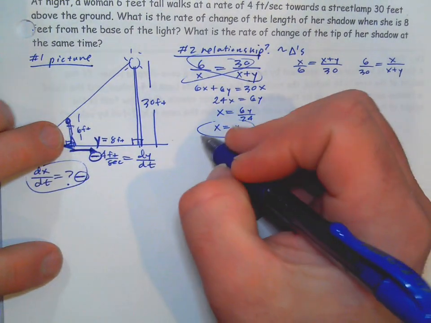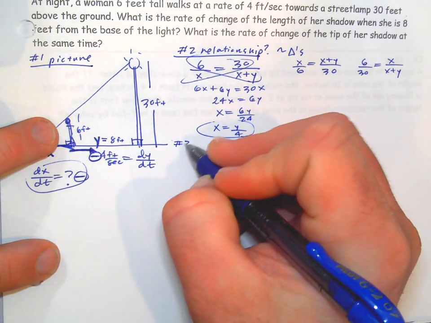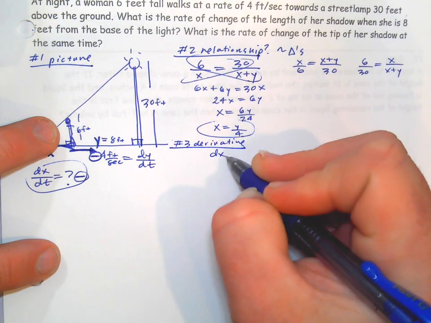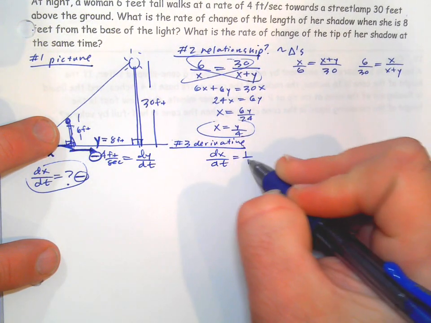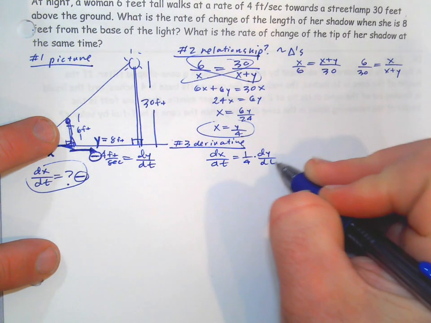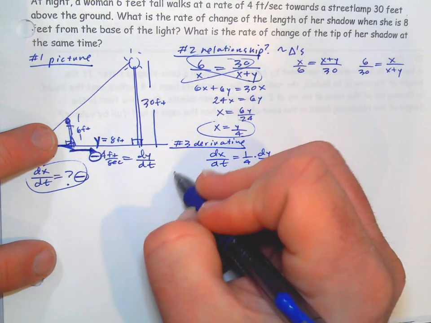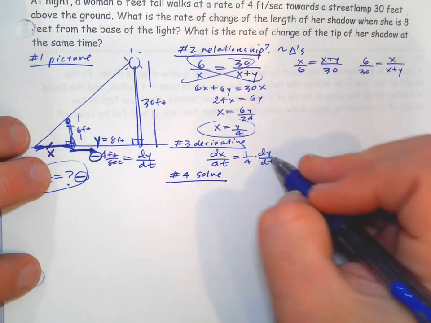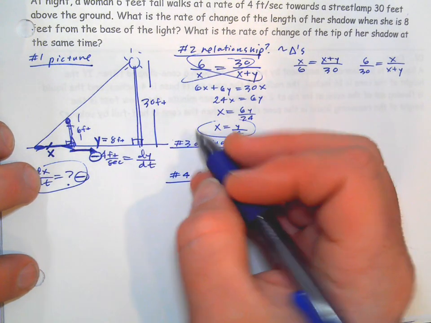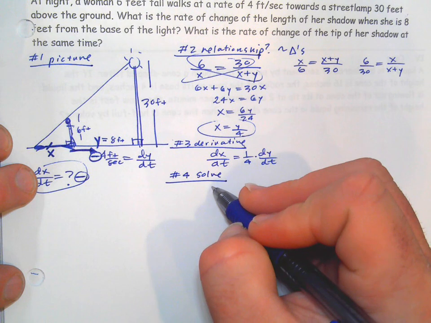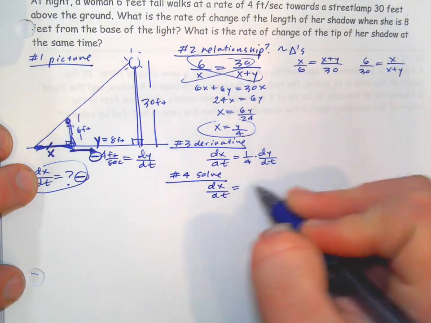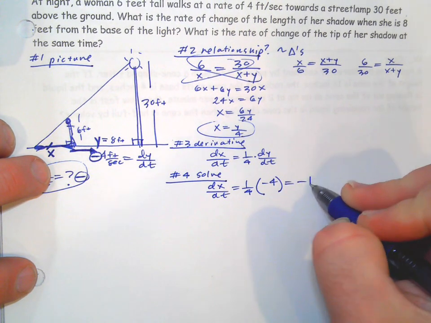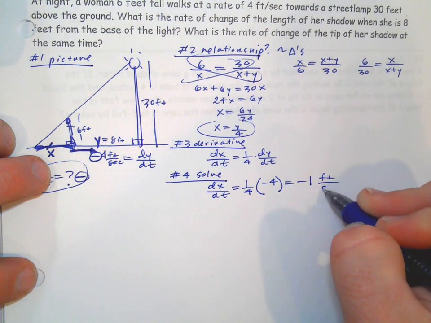Why not? So now we're going to take the derivative implicitly with respect to time. So that's going to be dx/dt equals 1/4 dy/dt. And so now we're going to plug the values in and solve. I don't think we need to find anything else. In fact, all we need is dy/dt, which we have. In fact, that y equals 8 feet doesn't even matter for this problem. So it's going to be 1/4 times -4. It's going to give you -1. The units are feet per second.